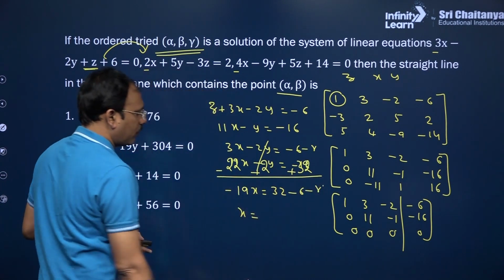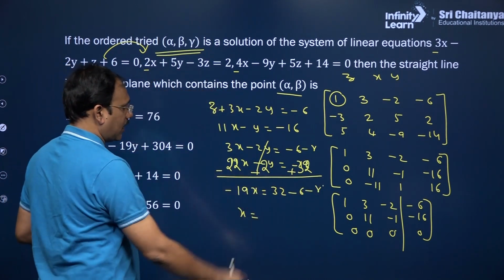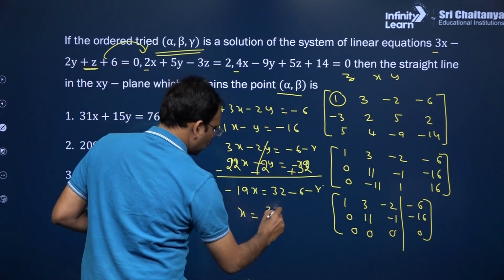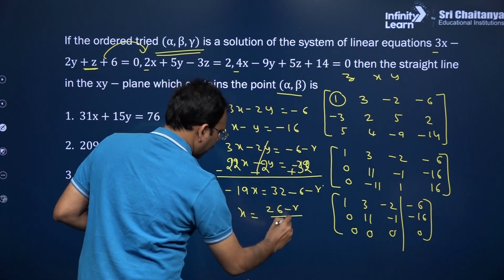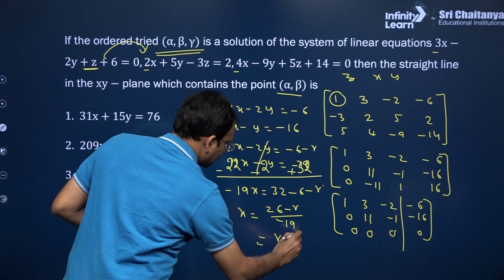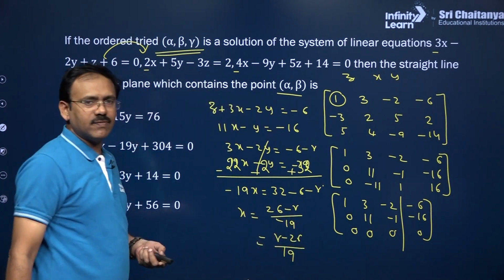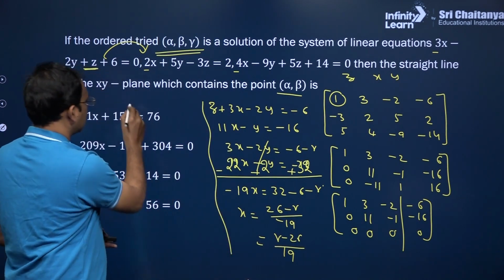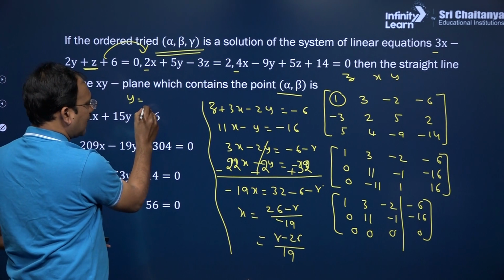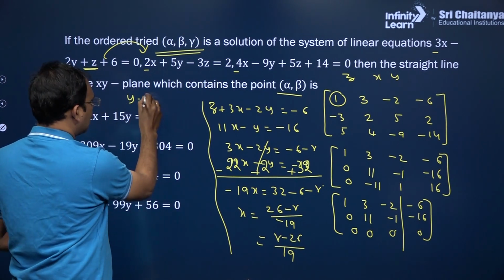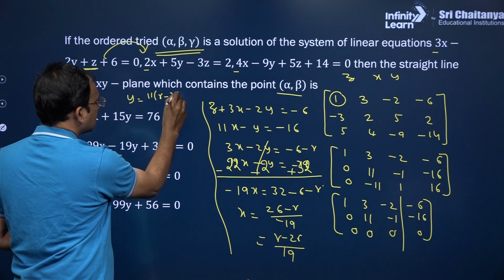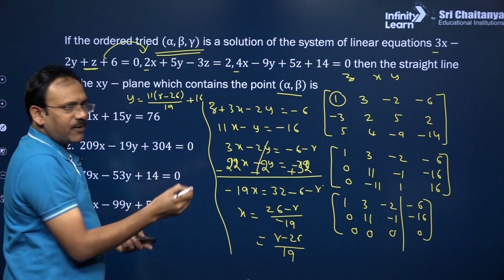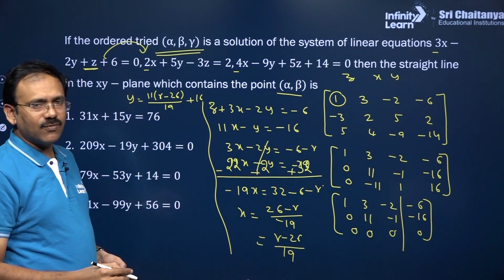So x is going to be, my dear friends, this is 26, right? This is 32 minus 6, you can say 26 minus gamma by minus 19, that is gamma minus 26 by 19. This is x value in terms of gamma. In the same way, y can also be found in terms of gamma. y is, you can write, 11x plus 16. So this is 11 into gamma minus 26 by 19 plus 16. You just simplify this, you will get an expression in terms of gamma.